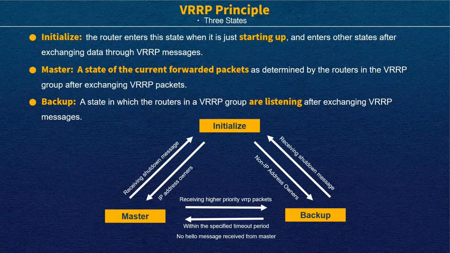If the backup router, within a specific time period, doesn't receive any VRRP message from the master, I will think that the master is broken now, and I will become the new master. So these three statuses will change in different ways in different scenarios.